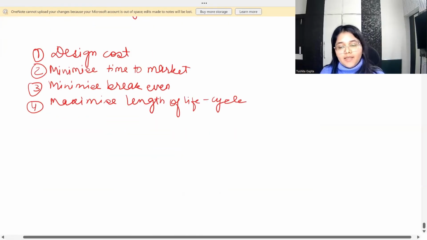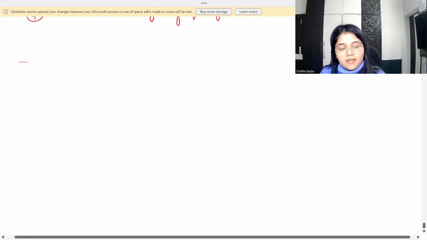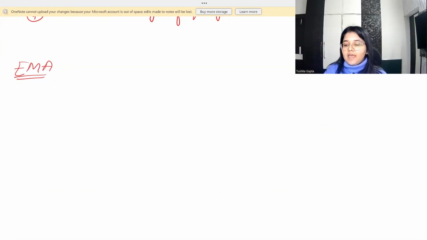Now we move to the next specialist accounting technique, which is EMA, Environmental Management Accounting. First of all, we learn ways in which environmental issues can possibly impact our financial performance. Financial performance will be impacted by the environment in the following ways.